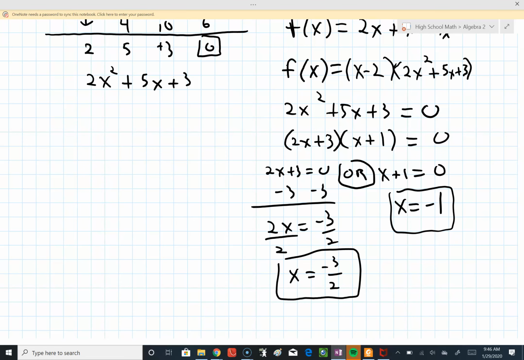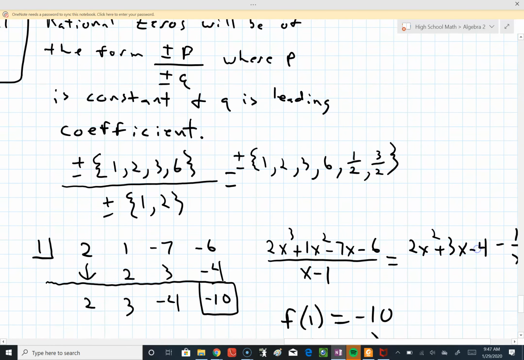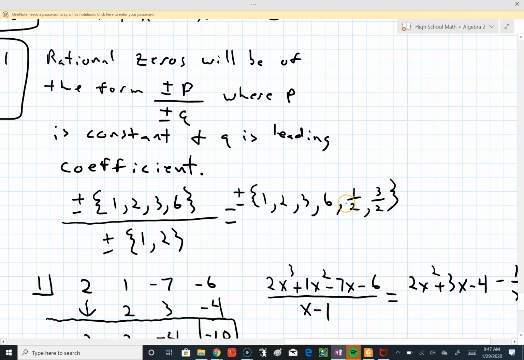We have 3 zeros. We've already seen 2. Our 3 zeros are x equals 2, negative 1, and negative 3 over 2. Not coincidentally, those were all on our suspects list, weren't they? Okay. 2, negative 1, negative 3 over 2. All of those are present on our list. The reason for this is just to generate some possibilities.